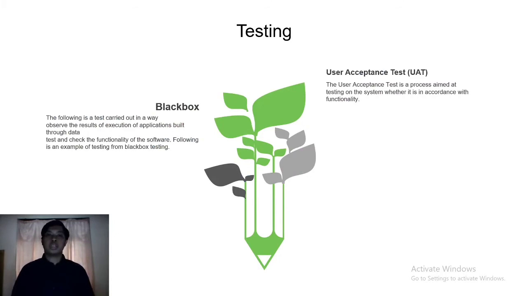Okay, next is testing. There are two parts, namely black box and user acceptance test. Black box is a test carried out by observing the results of execution of the application built through test data and checking the functionality of the software. Following is an example of testing from the black box testing. And user acceptance test is a process aimed at testing the system on whether it is in accordance with functionality.